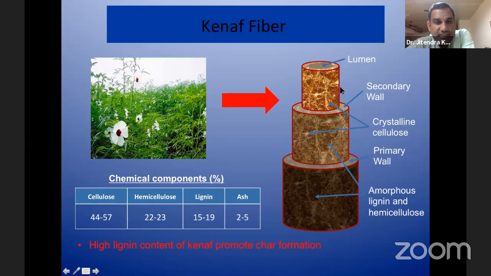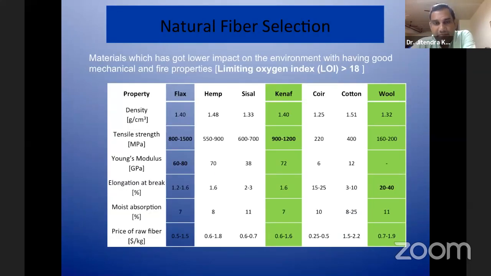So this is the structure of kenaf fiber. It has lumen, lignin, and hemicellulose. When the lignin content in the kenaf is high, it promotes char formation and also provides some thermal barrier. Kenaf fiber has cellulose of 40 to 57%, plus hemicellulose and lignin. So that's why kenaf fiber is widely used apart from flax fiber or hemp fiber.